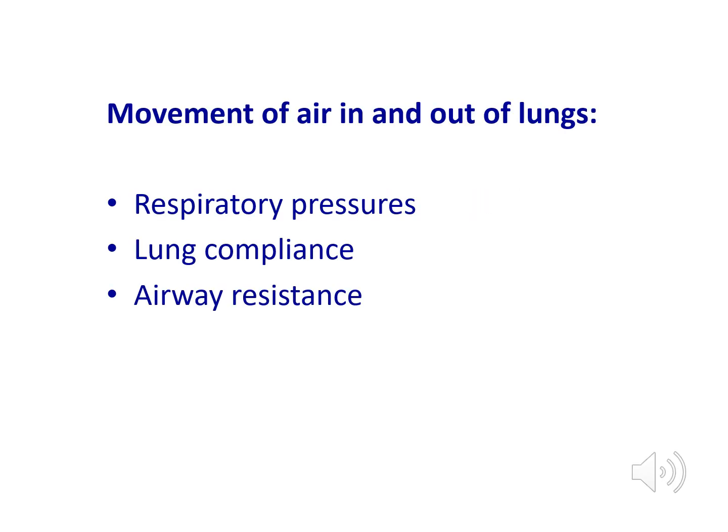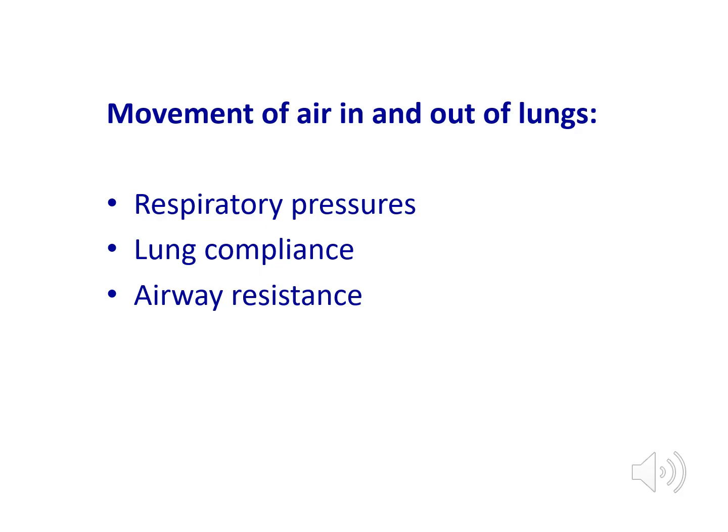All right. Now that we've looked at the structure of the respiratory system, let's take a look at the actual mechanics of breathing. How do we get the air in and out of our lungs? Well, basically, the movement of air in and out of the lungs is determined by three things: respiratory pressures, lung compliance, and airway resistance. So let's say a few words about each of those things.